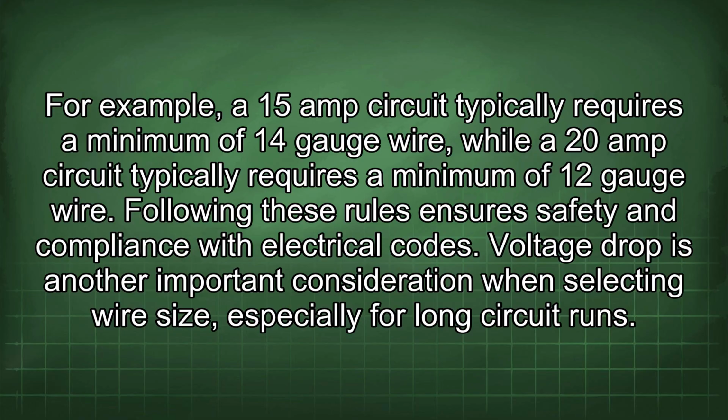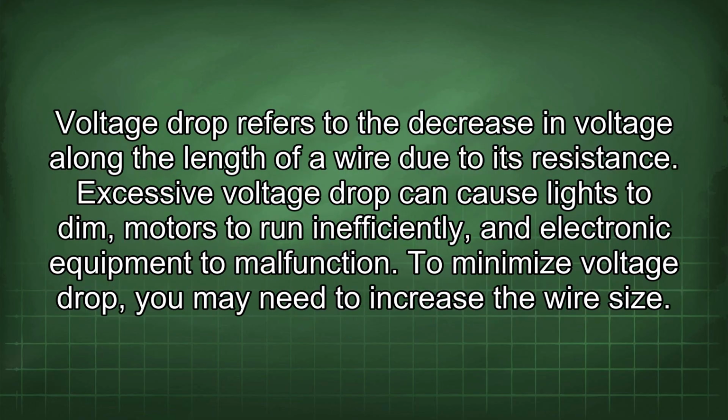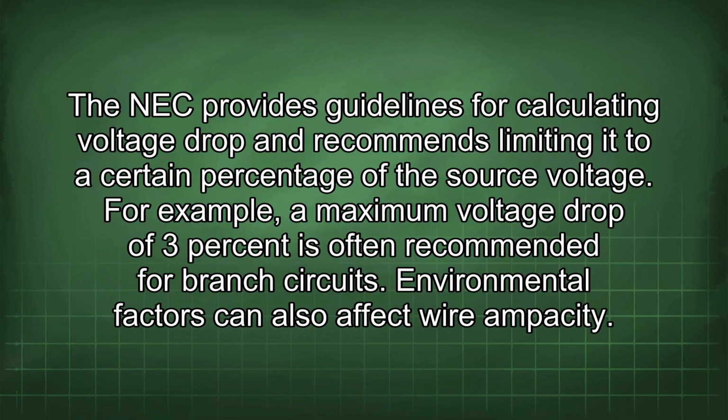Voltage drop is another important consideration when selecting wire size, especially for long circuit runs. Voltage drop refers to the decrease in voltage along the length of a wire due to its resistance. Excessive voltage drop can cause lights to dim, motors to run inefficiently, and electronic equipment to malfunction. To minimize voltage drop, you may need to increase the wire size. The NEC provides guidelines for calculating voltage drop and recommends limiting it to a certain percentage of the source voltage. For example, a maximum voltage drop of 3% is often recommended for branch circuits.